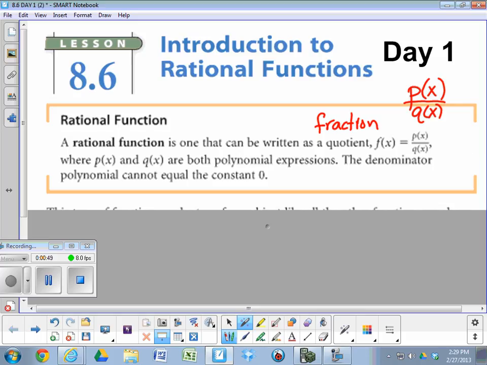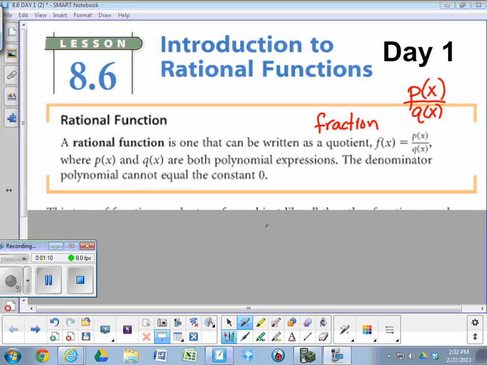It's p of x over q of x, where p and q are polynomials. So basically, we're taking polynomials and dividing one by the other. There's one rule. There's one big rule. The denominator, q of x, can't equal what? 0, because we can't divide by 0.